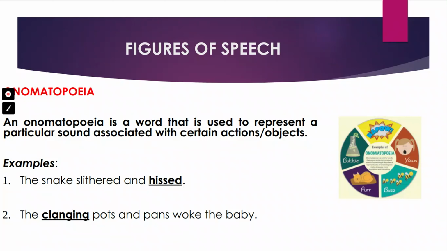The clanging pots and pans woke the baby. Clanging, that's the sound word there. That's the onomatopoeic word there. So that loud metallic sound that we associate with pots and pans when they knock against each other, that is the sound word there. So like I said, with onomatopoeia, you always think sound, the particular sound that we use to represent the sound that certain actions or objects make.